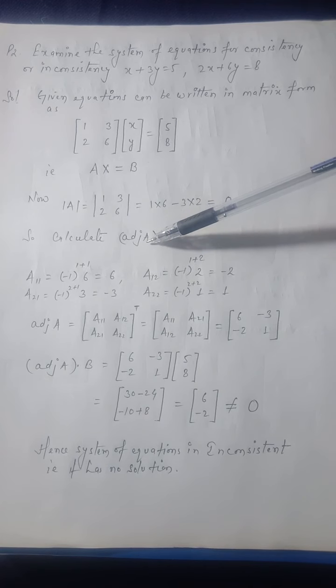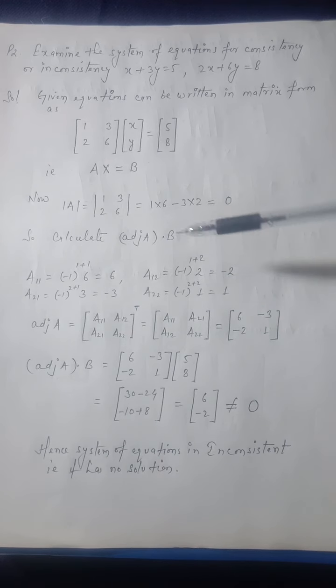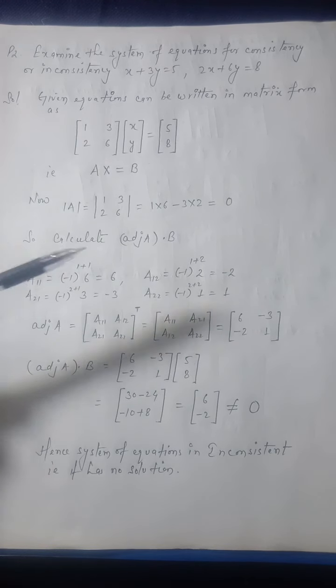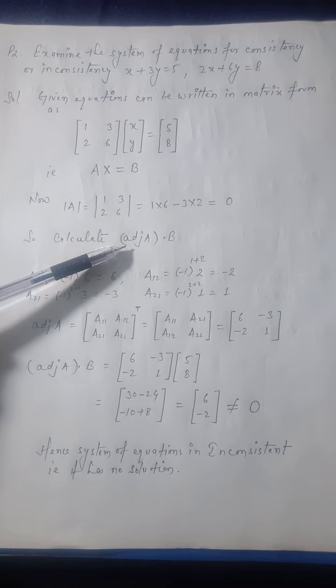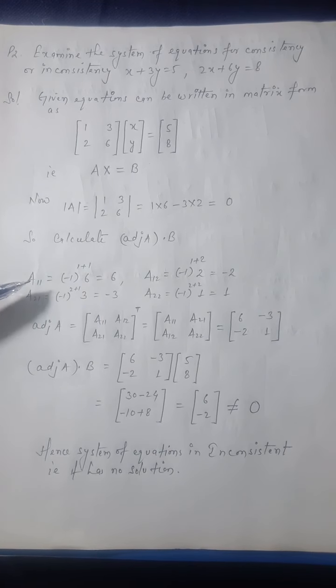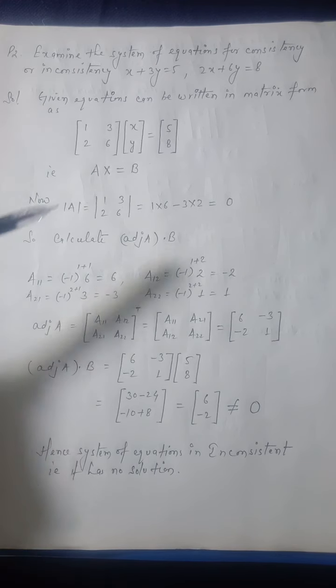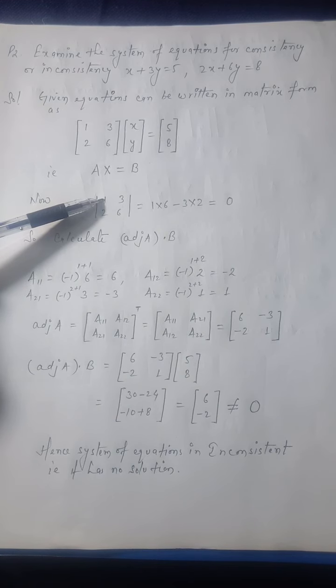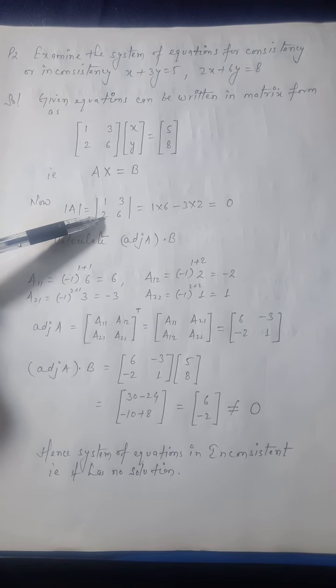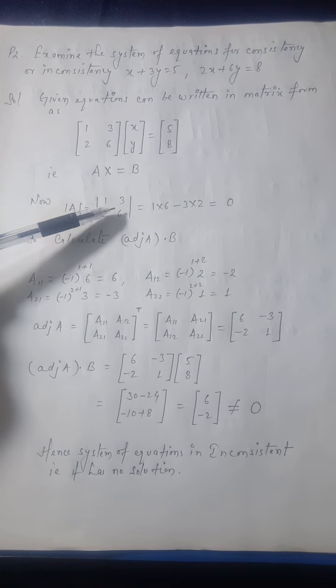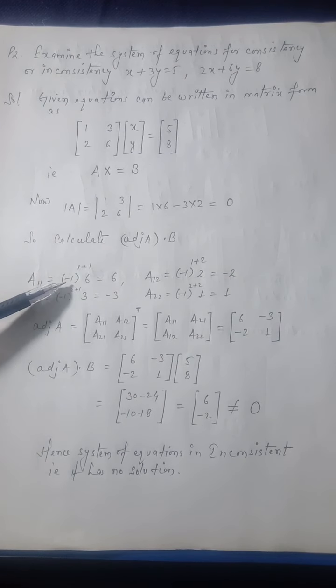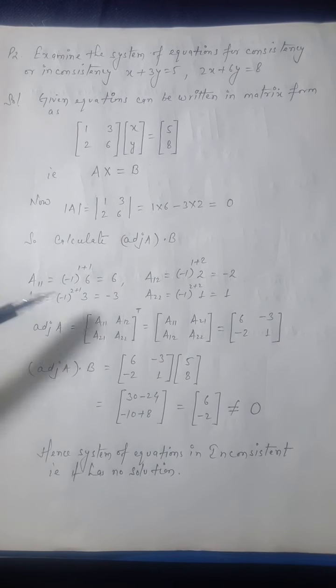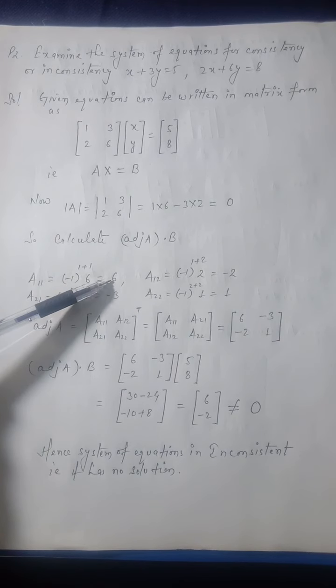So the next step is to find the adjoint of A. You already know how to find the adjoint of a matrix A. For that we have to find the cofactors of the elements. So this is A11. A11 means we are finding the cofactor of 1. So for this you delete its corresponding column and its corresponding row, you will get 6. So the formula is minus 1 to the power 1 plus 1 into 6, which is 6.